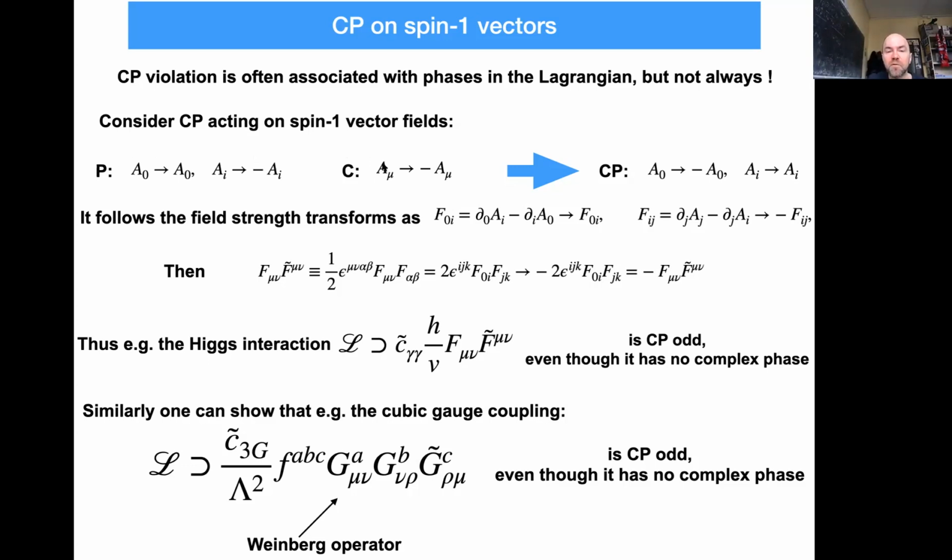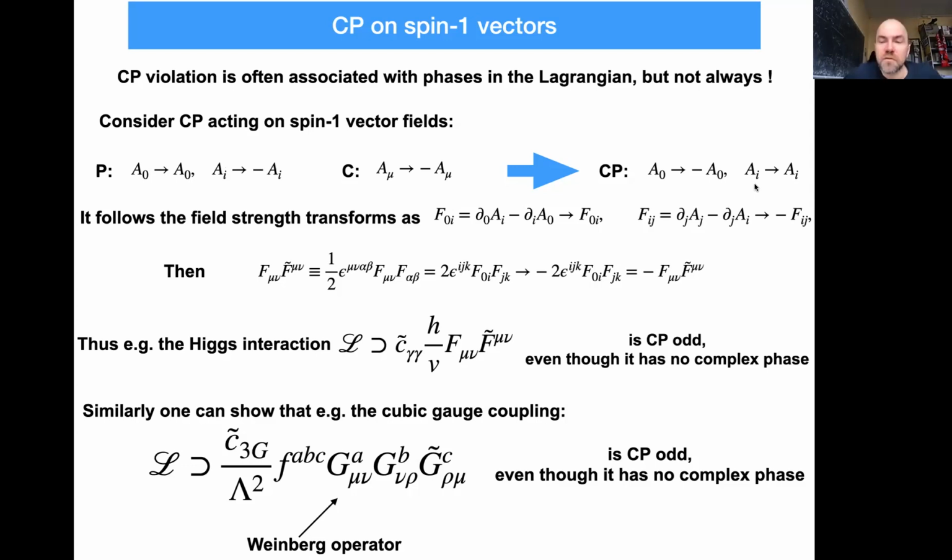And so now if you put the CP actions together, then CP changes A0 into minus A0, and it doesn't touch the spatial components. Maybe I wasn't clear that here by i I denote the spatial component. So this is x, y, z, and so A mu has a 0th component corresponding to time, and 3 spatial components that are denoted as A^i.